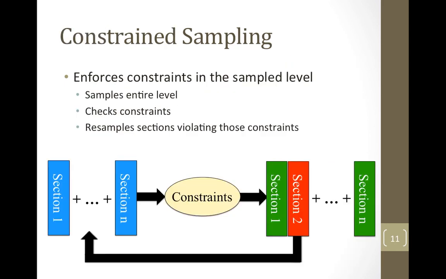But we also want to make sure that the levels that we sample are actually usable and playable. So to do this, we use a constrained sampling approach, which is able to enforce a playability constraint on the generated levels. And the way it does this is by first allowing the model to sample an entire new level, then checking this constraint on that level and resampling any portions of the generated level that hinder the playability.